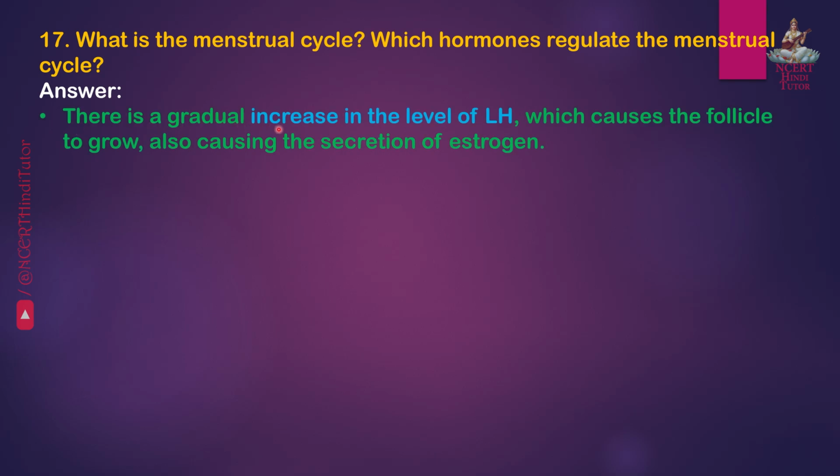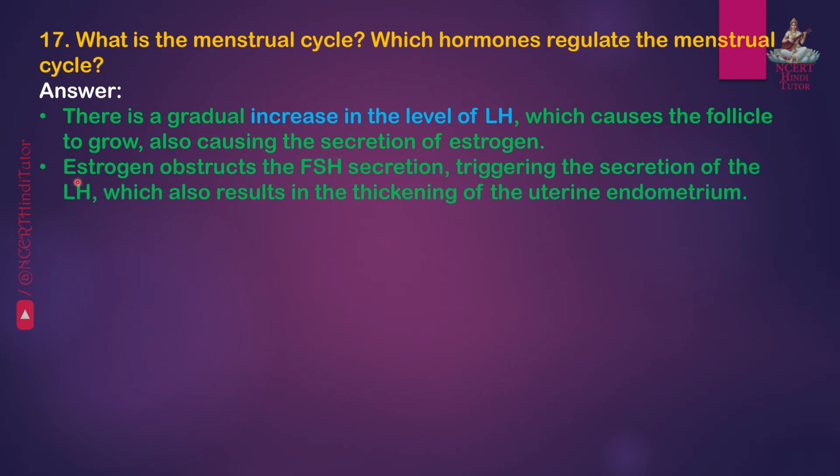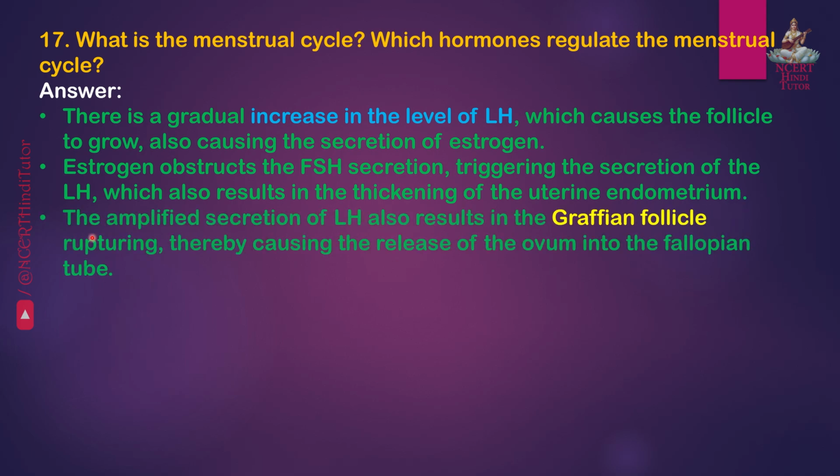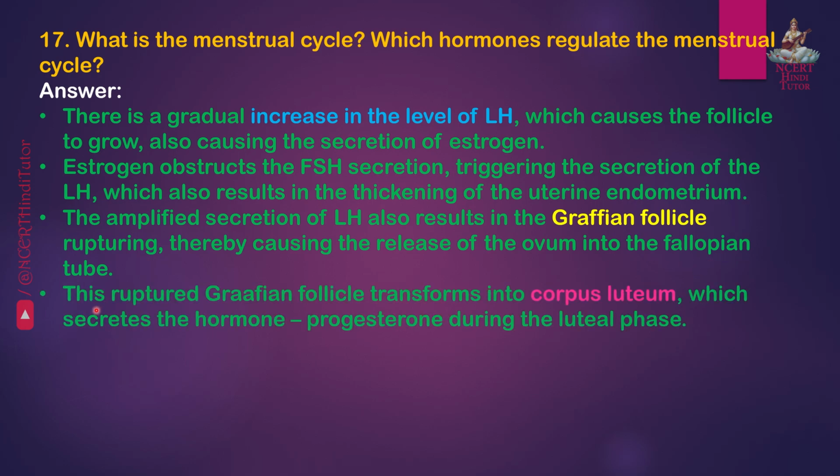Next, there is a gradual increase in the level of LH which causes the follicle to grow, also causing the secretion of estrogen. Next, estrogen obstructs the FSH secretion, triggering the secretion of the LH, which also results in the thickening of the uterine endometrium. The amplified secretion of LH also results in the Graafian follicle rupturing, thereby causing the release of the ovum into the fallopian tube. This ruptured Graafian follicle transforms into corpus luteum, which secretes the hormone progesterone during the luteal phase.